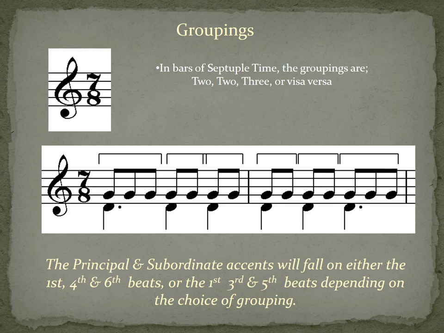Now, similar to 5, you can see by the example I've given, it's a mixture of compound and simple time. The dotted crotchet, as in 3 quavers together, followed by 2 single crotchets. Or the second bar, the opposite way round, 2 single crotchets, followed by a dotted crotchet. In other words, in this particular case, 7 quavers grouped into a 3, a 2, a 2, or the other way round. Now, the principal and subordinate accents in this particular time will fall on either the first, fourth, and sixth beats, as you can see from bar 1, or the first, the third, and the fifth beats, depending on the choice of grouping.